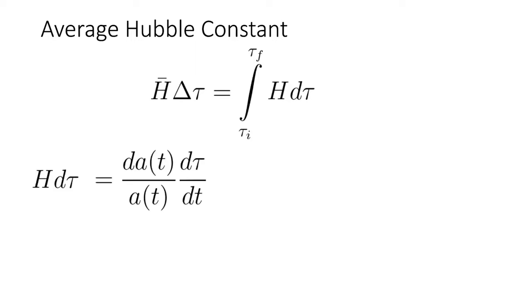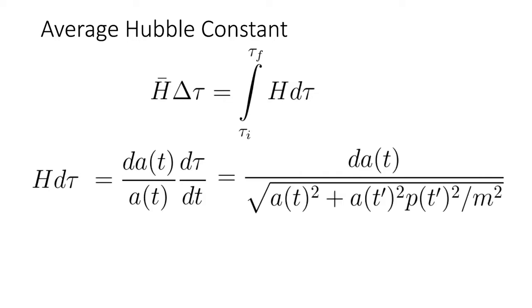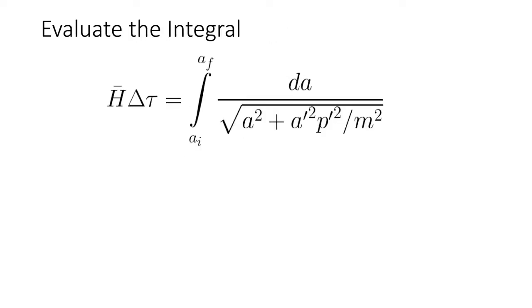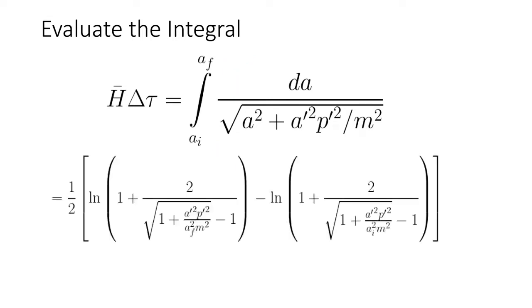The integrand we evaluated earlier in terms of the scale factor and Lorentz factor can now be expressed in terms of momentum and mass. To make reading this easier, I will ditch the t in parentheses convention. Instead, the time dependence is implied in a and p. The integral is now over the scale factor a rather than time. The limits on this integral are the scale factors at the initial and final times of the particle's life. The integral evaluates to this monstrosity. Let's just call this F, a function of the scale factor.